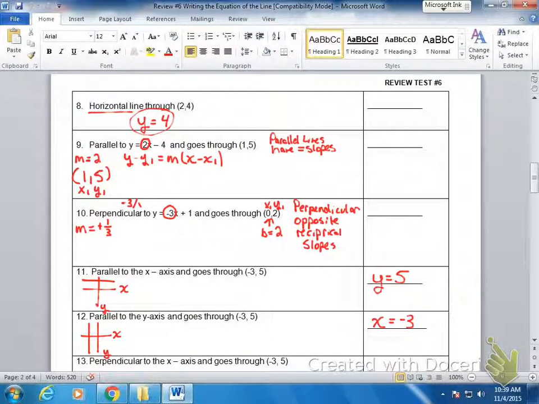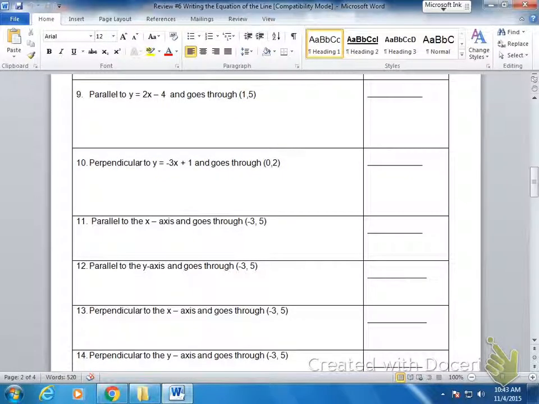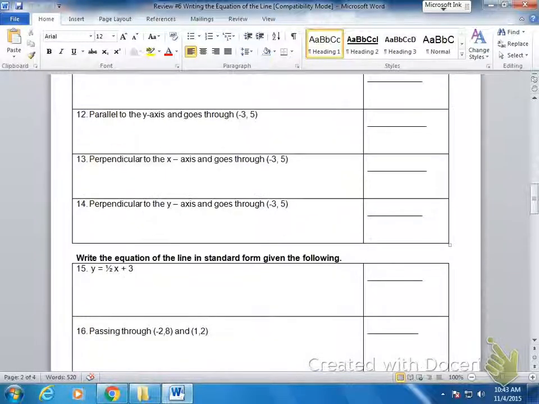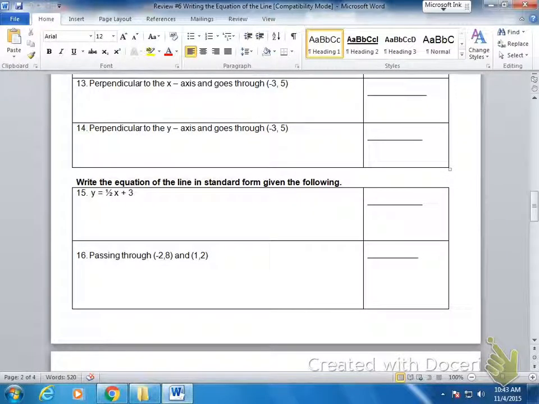Let's go down a little bit further. Let's see. We did 11 and 12, 13 and 14, same sort of thing. Sketch your x-y axis, draw your line, and it should tell you whether it's x equals or y equals. Let's look at number 15.